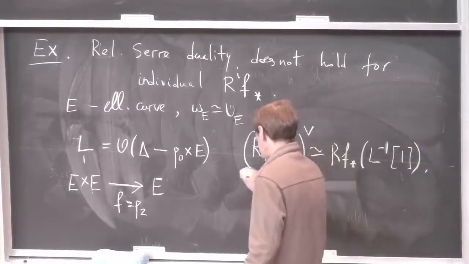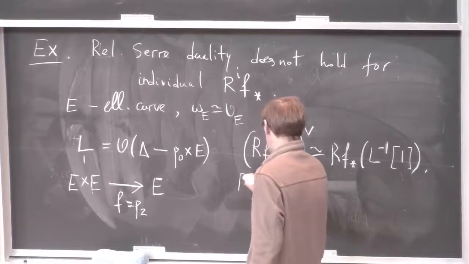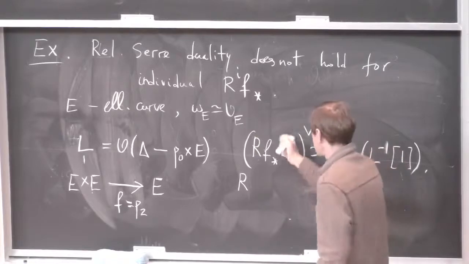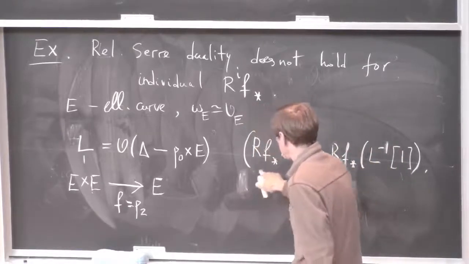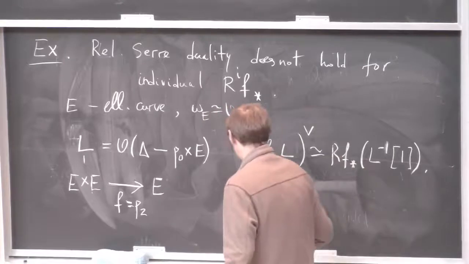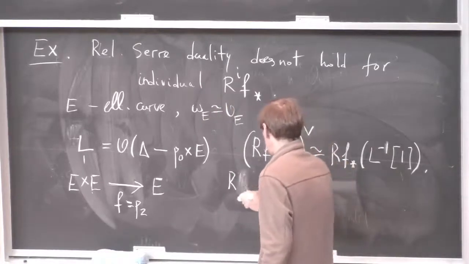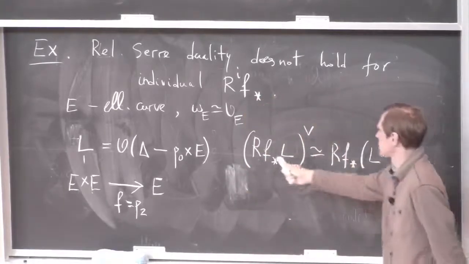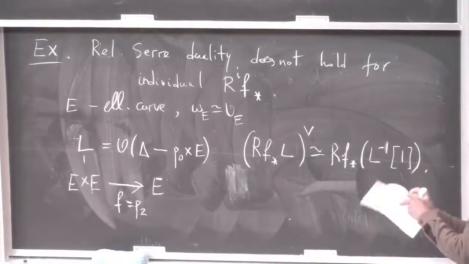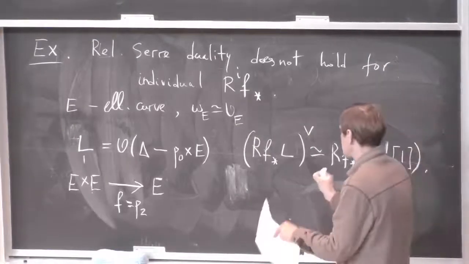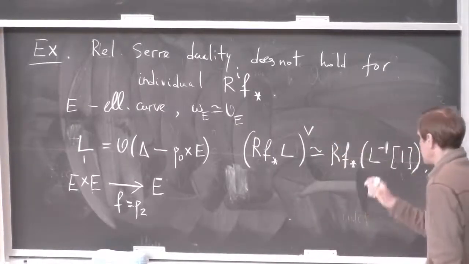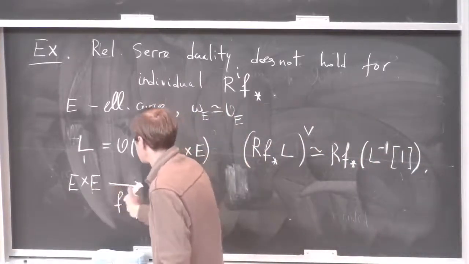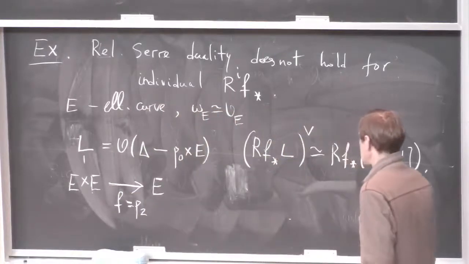Now, the computation that Nick was explaining last time: this Rf_* L is actually 0. It's supported just at one point P_0. In fact, this complex Rf_* L can always be presented by a complex of vector bundles sitting in degrees 0 and 1. This can be seen using, for example, Čech resolutions to compute this.